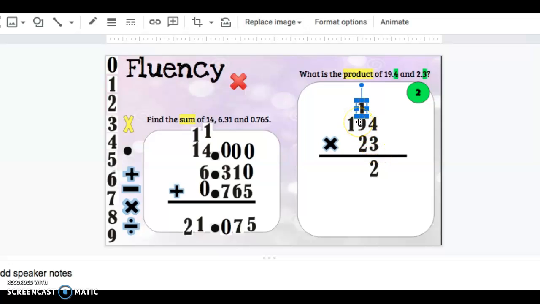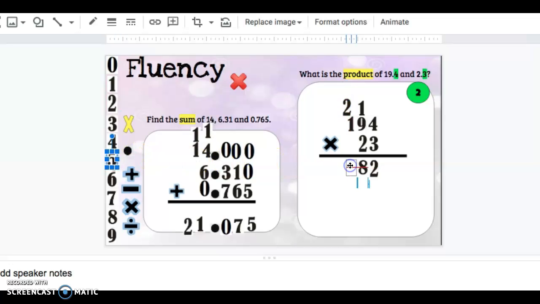3 times 9 is 27. 27 plus 1 is 28. So I put my 8 below the place value that I was multiplying with. And I put my 2 up above the 1. So now I do 3 times 1 is 3. And then you got to add the 2. So 3 plus 2 is 5. So I put a 5.